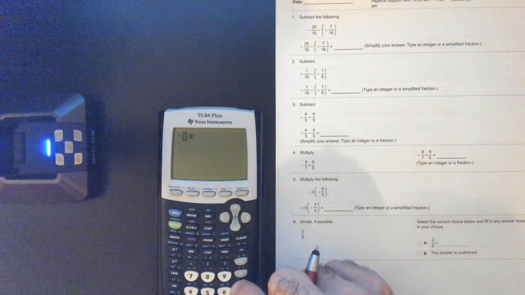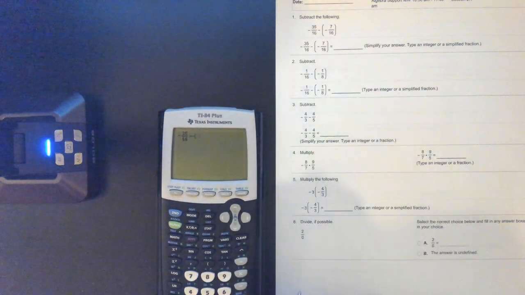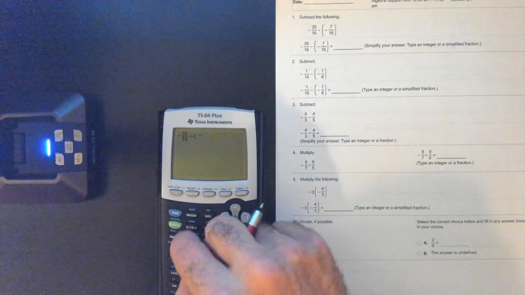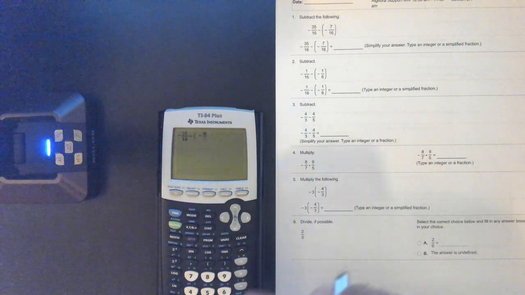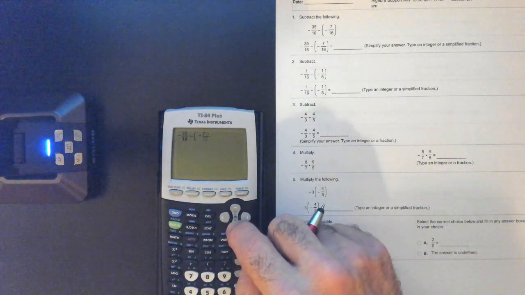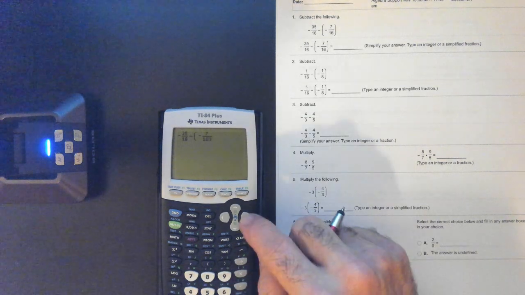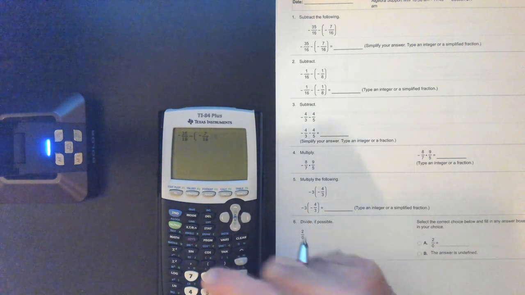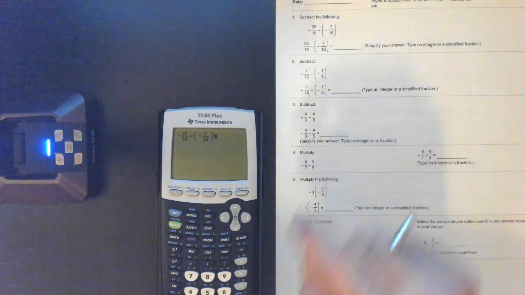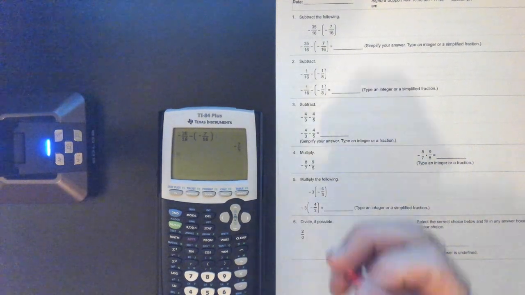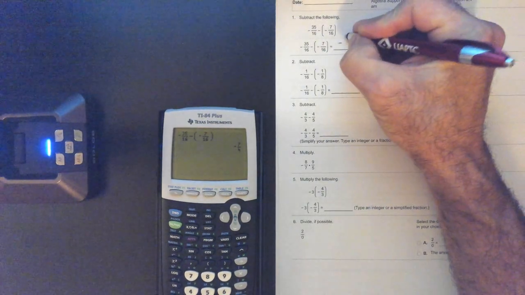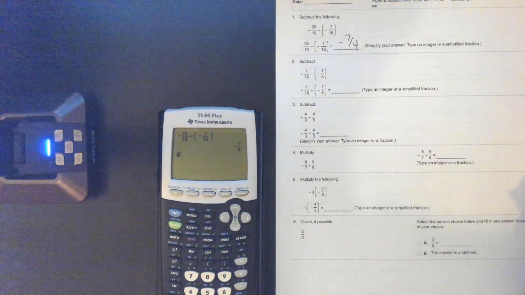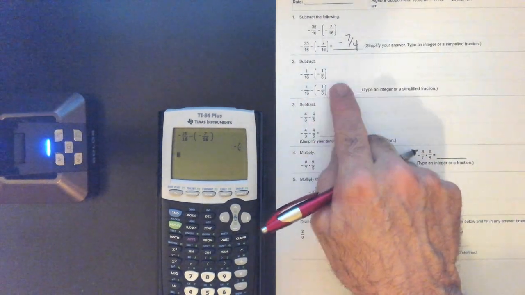So I'm going to hit minus, parentheses, negative. Now to get the fraction, I'm going to hit alpha y. ND is what I want. On top is a 7. Arrow down is a 16. And then I'm going to arrow out of there and close my parentheses. It looks exactly like that paper. Hit enter, and notice I get a negative 7/4.